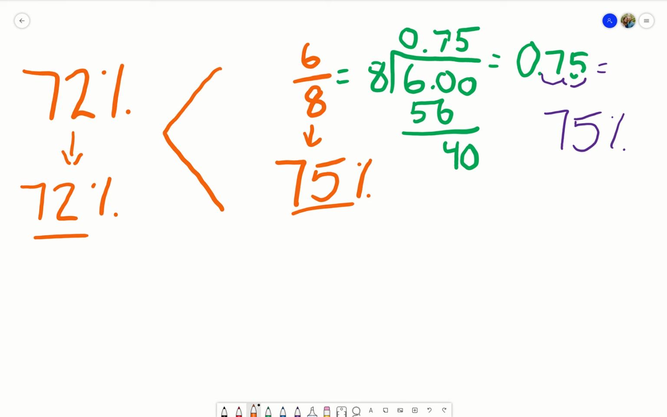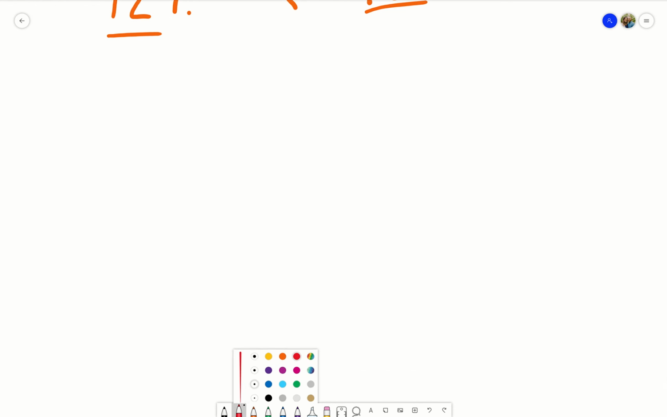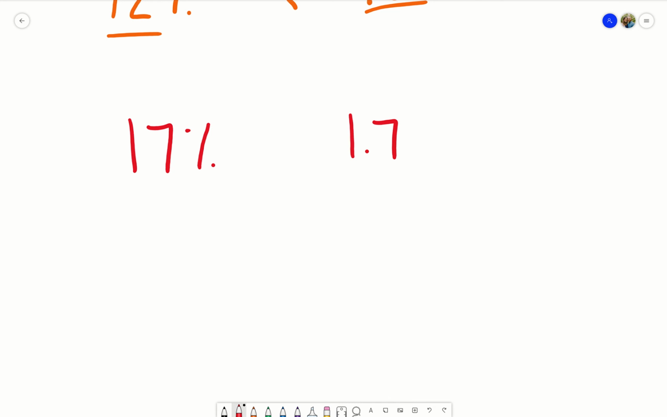All right, we're going to be working on comparing some things as well. So when we get to it, how about we do this one all on your own? You give me the right answer, and you are free to go today. We're going to say 17% and 1.7. Which of these two numbers is larger?